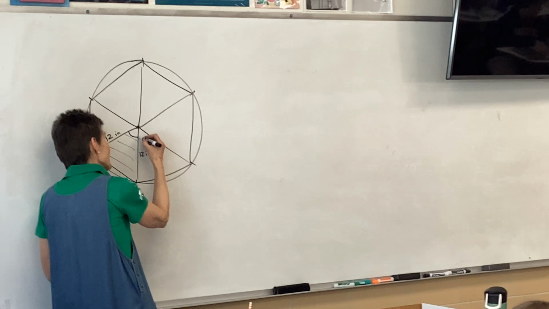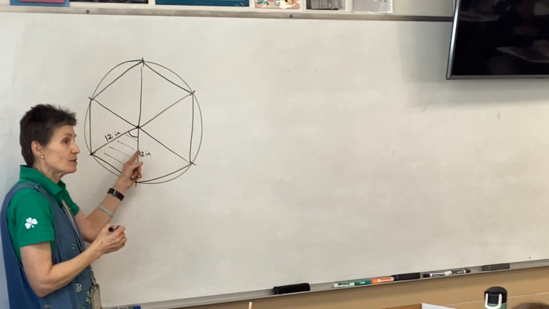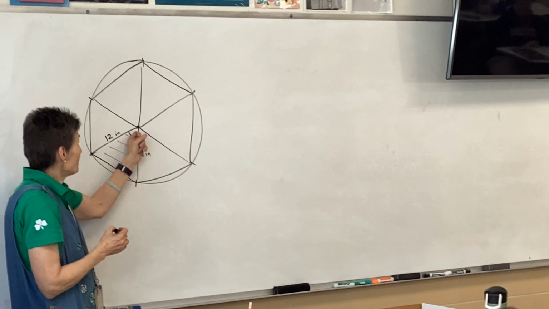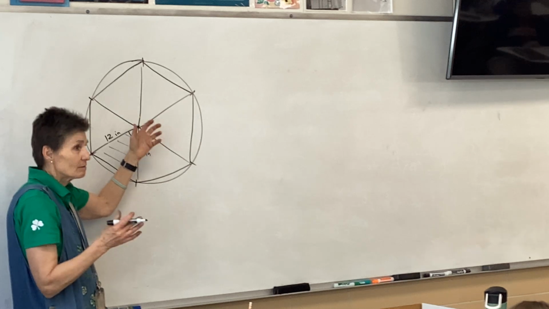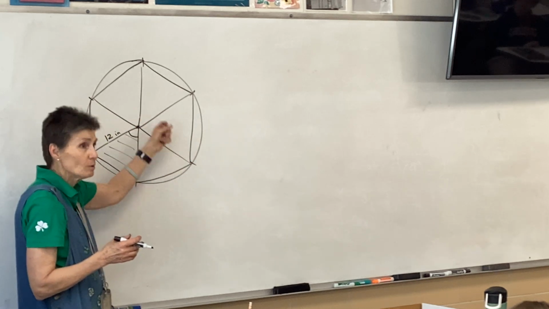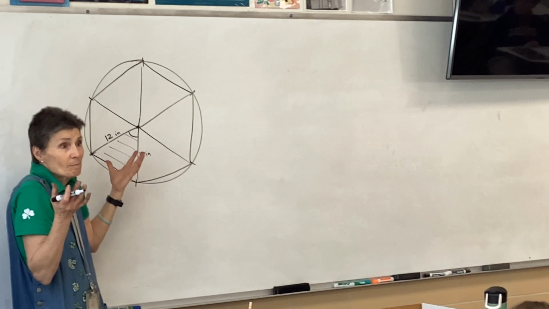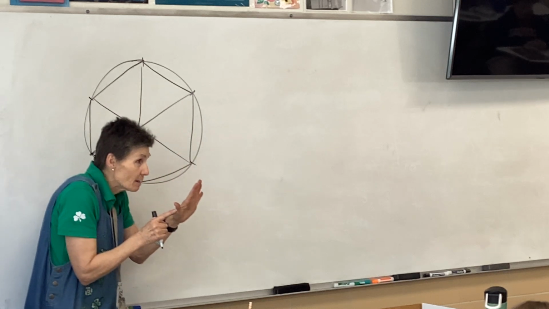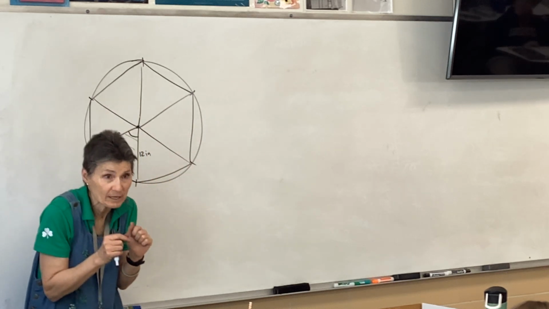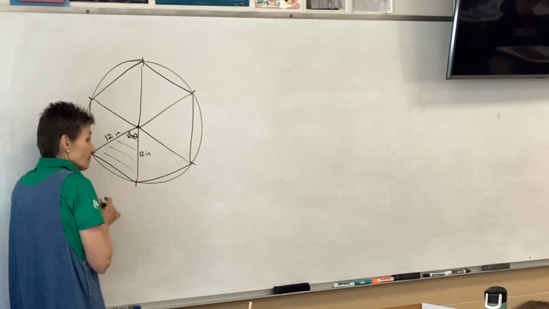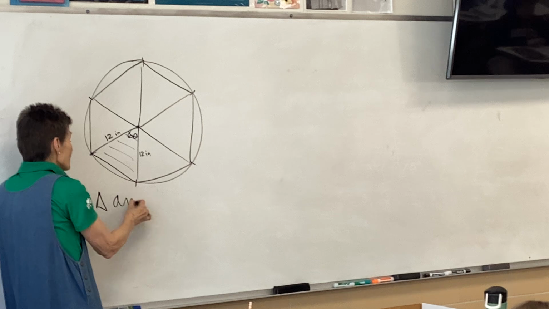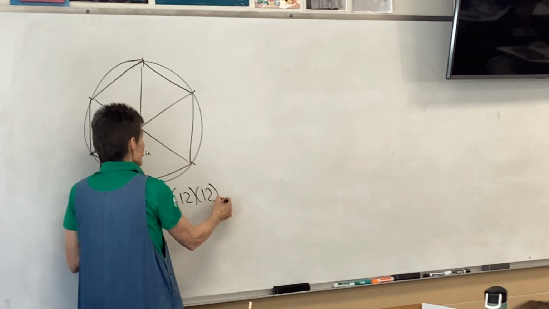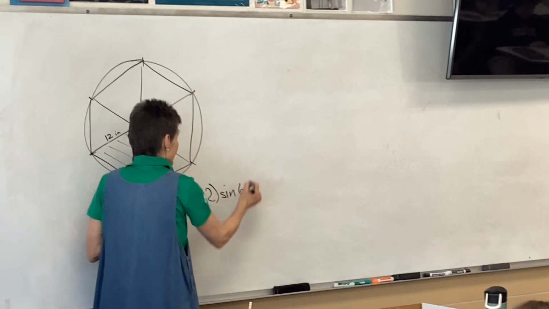Could we find this angle? That is the angle in between the sides. Could we find that? Oh yeah. How many of them are there? 6. They're all equal. They add up to 360. So each one of them must be, there's 6 of them. They add up to 360 and they're all equal. They're 60. So the area of the triangle is 1/2 times 12 times 12 times sine 60.